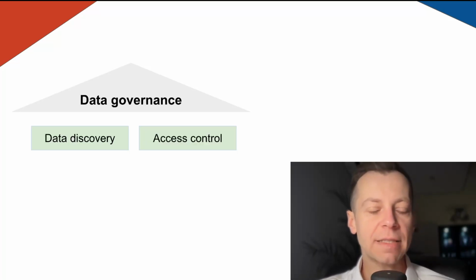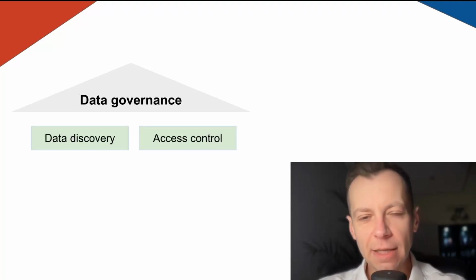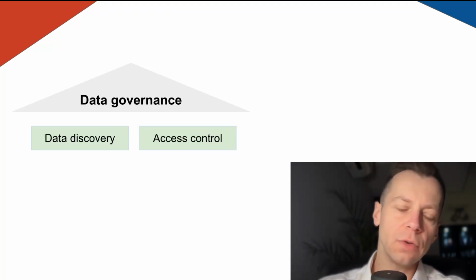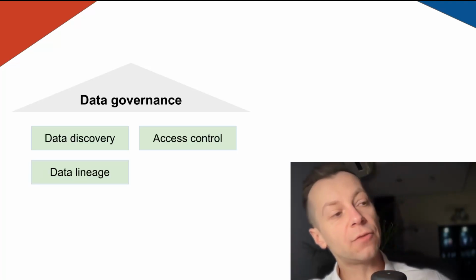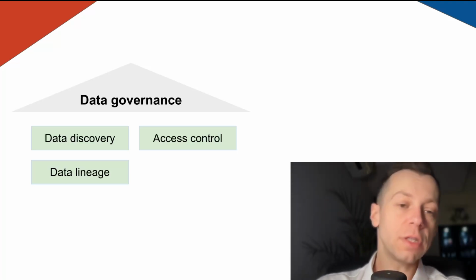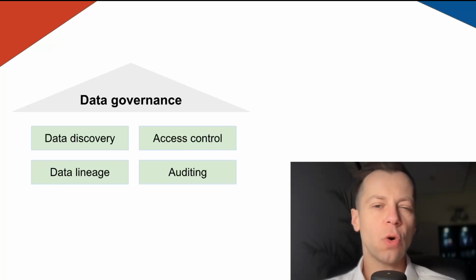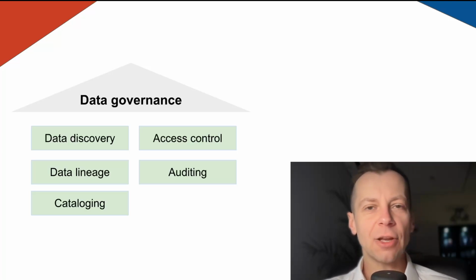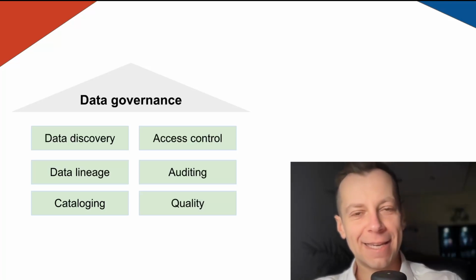Then we must have a mechanism to control access. We have sensitive data in our tables. We need to control who can view them, who can modify them. Then data lineage, a clear understanding of where the data is coming from, and on the other hand, who is using our data. Then we have auditing, in other words, who is doing what with the data, cataloging, so an option to describe a table and the columns, and at the end, data quality.